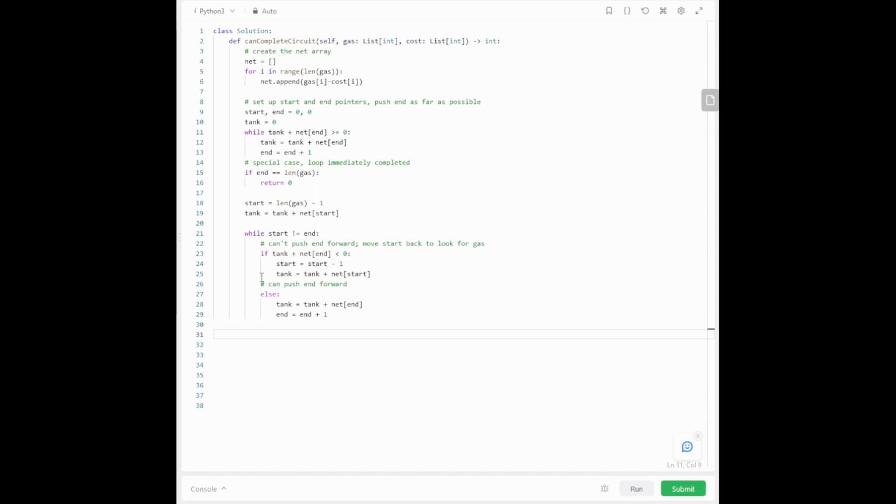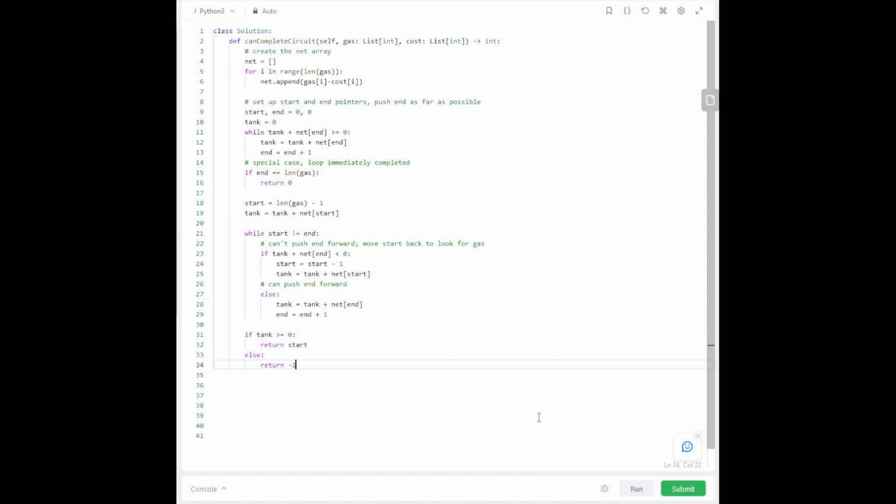And when they do meet, we only have one question. Is our tank positive or 0? Or is our tank negative? Because if it's positive or 0, that means we've completed this trip in a way that's possible. But if it's negative, it means that we have run out of gas, and we never found that gas that we were looking for by pushing start backwards. So if tank is greater than or equal to 0, we return start, because that's a valid start position. Else, return -1.